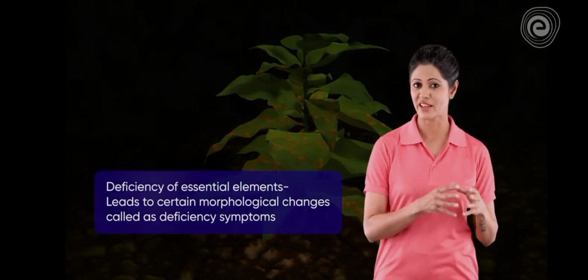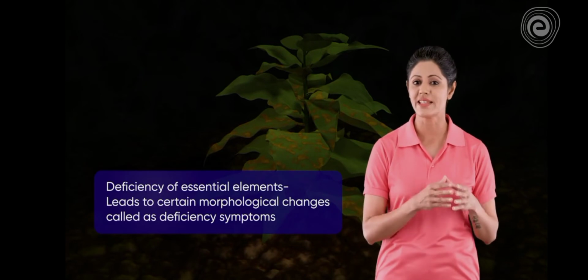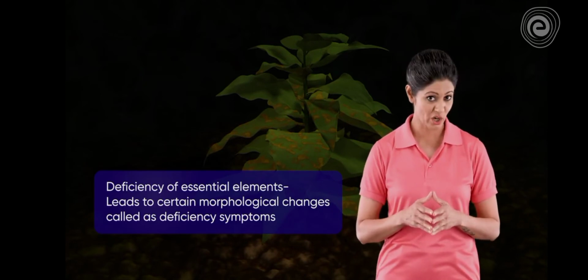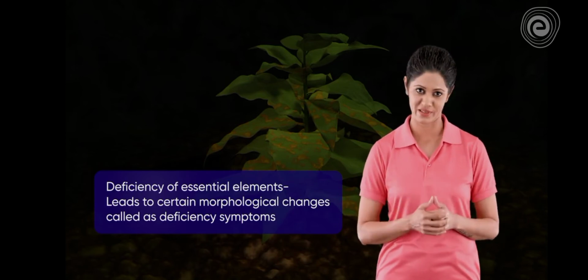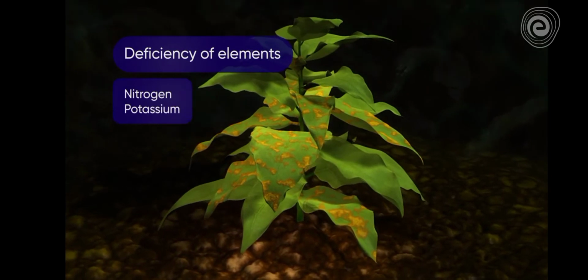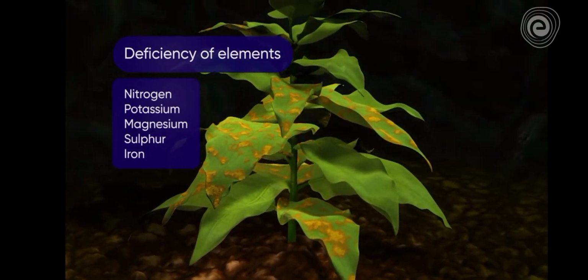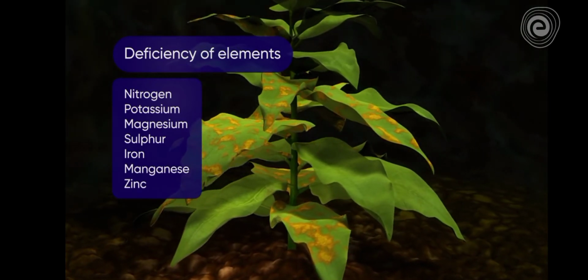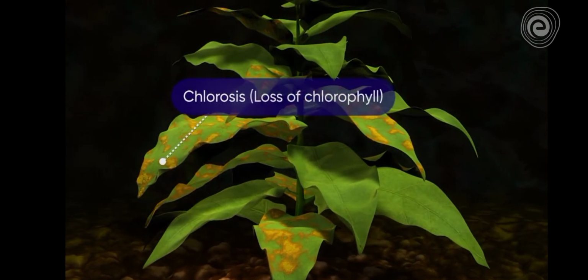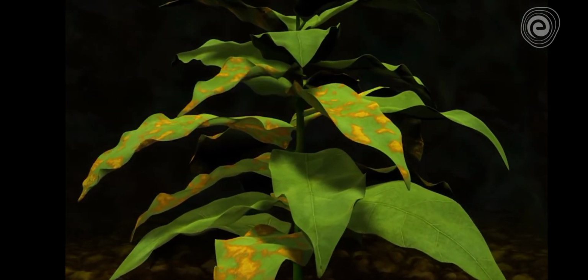Deficiency of essential elements. In plants, any deficiency of essential elements will lead to certain morphological changes, which are called deficiency symptoms. Deficiency of elements like nitrogen, potassium, magnesium, sulfur, iron, manganese, zinc, and molybdenum will cause chlorosis, that is, loss of chlorophyll, resulting in the yellowing in leaves.